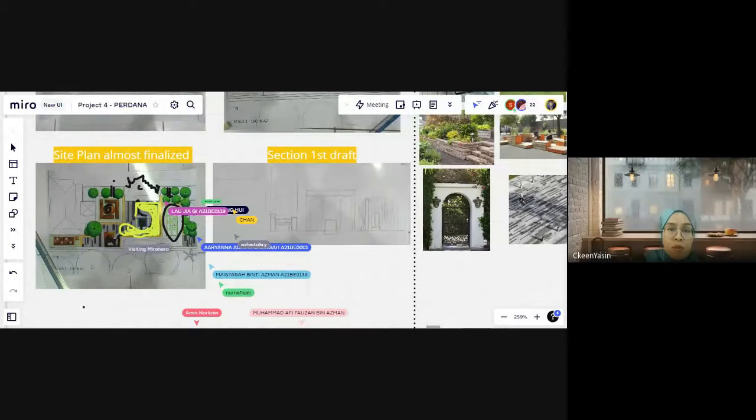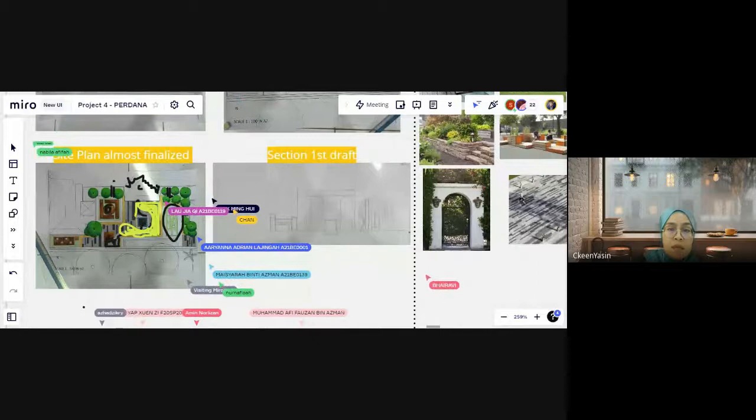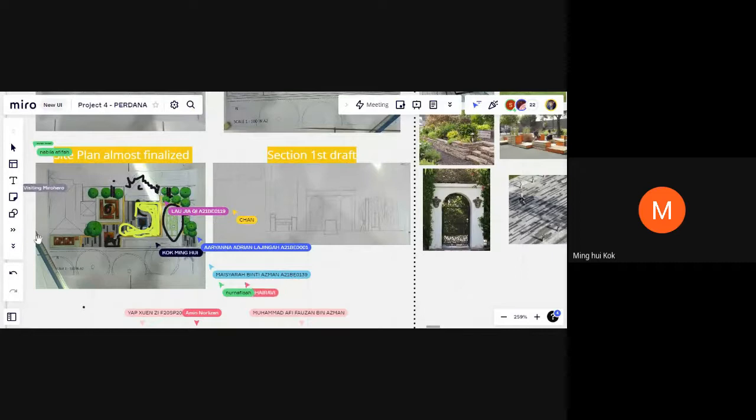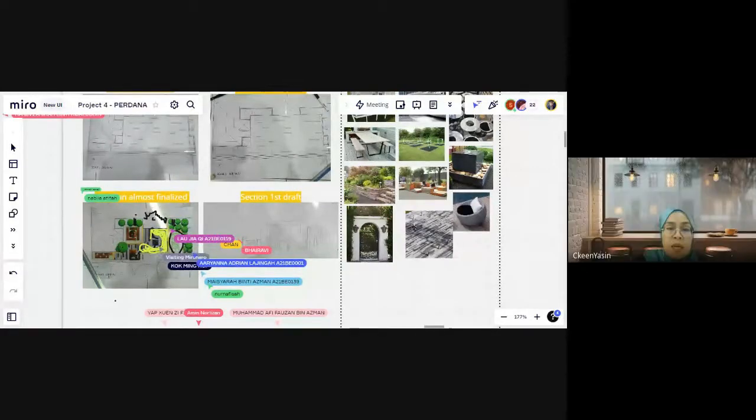Okay, Meng Hui, what happened to this area, the one that you didn't color? Oh, this, because I haven't decided the plants in the planting area, but I will do it today. But I think this one is okay already. It's just that it doesn't connect to the other elements. It looks isolated. So what you need to do is to connect this with the elements around it.